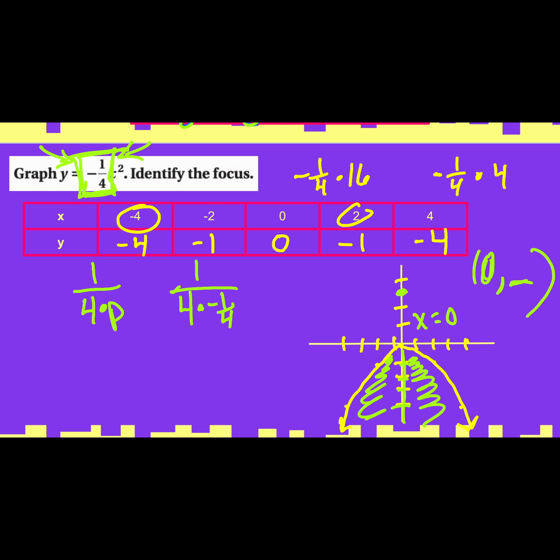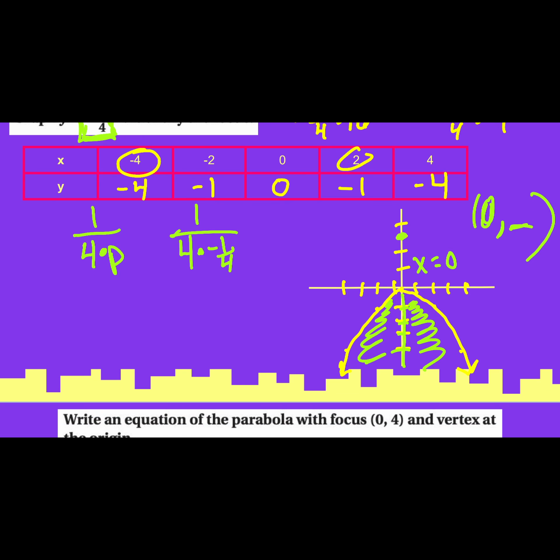So we put that in for our p. 4 times negative 1/4 would just give us negative 1. So our second point for our focus here is just negative 1. So 0, negative 1 is right here, which makes sense from what we know about where the focus needs to be. We knew it had to be on the interior of our parabola, and it is. We also knew it had to be on our axis of symmetry, so we made our x value 0. And it had to be negative to be on the interior. So everything checks out, and we find our focus.